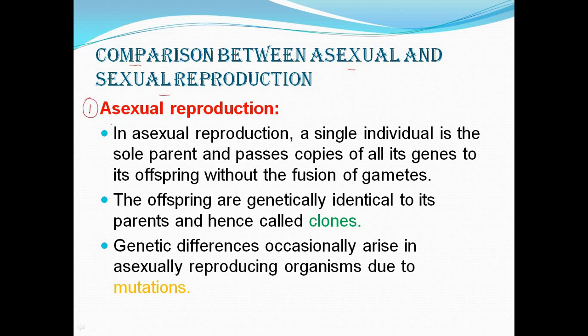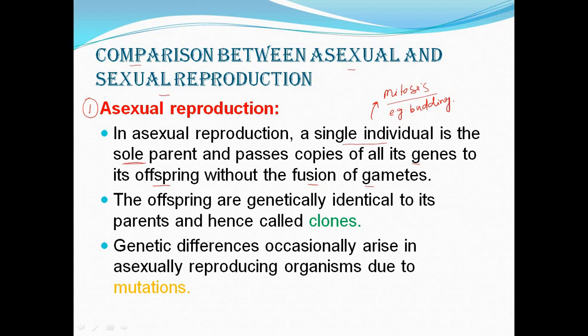Asexual reproduction, first one. In asexual reproduction, a single individual is the sole parent. Here there is no need of two parents, and it passes copies of all its genes to its offspring without fusion of gametes. That means no fertilization occurs in asexual reproduction. Asexual reproduction is more like mitosis, and the most common example of asexual reproduction is budding.